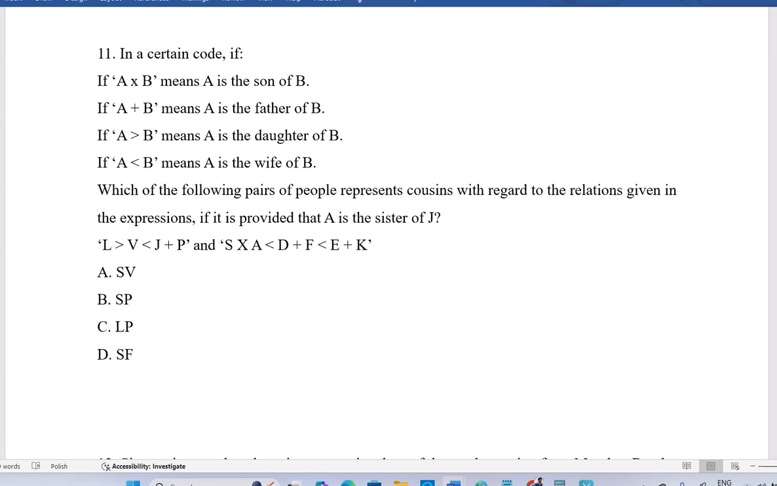Now, 11th one, cousins we need to calculate. Who are cousins? Cousins means siblings' children. Brothers' children, brother and sister's children, sisters' children, all of these are called cousins. Siblings' children are called cousins. Now, as per this, A is sister of J, they given. These two people are siblings.